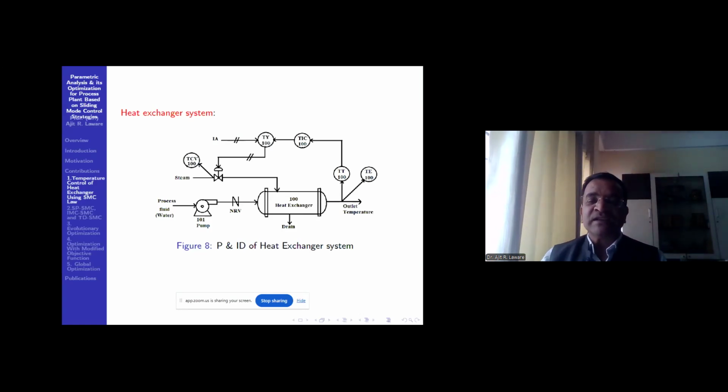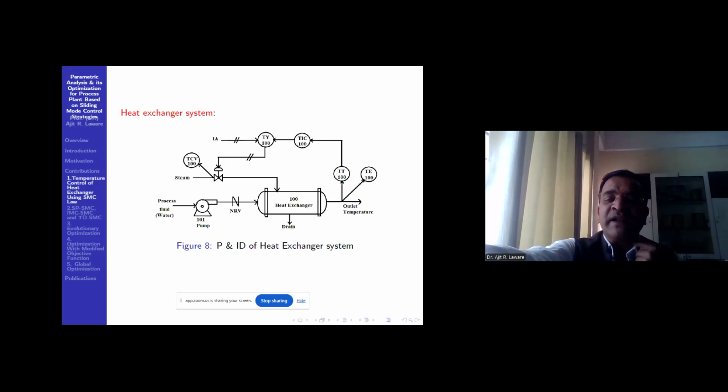So here, T is the temperature element. This is the P&ID diagram. Actually, this setup is available in our mechanical department. The computerized setup is available at our mechanical department. This TE is nothing but the temperature element.